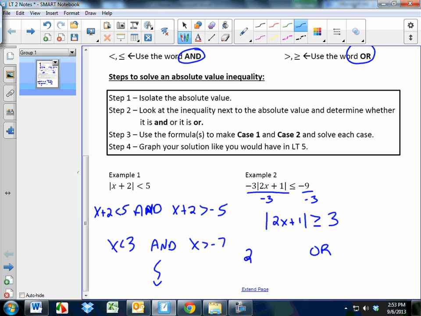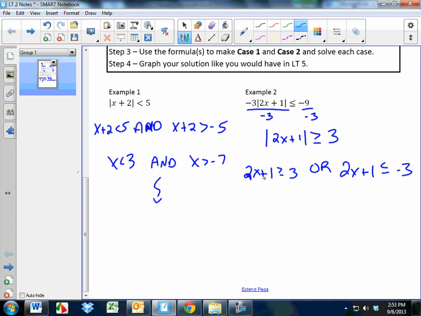So I'll write those two down that we just said. 2x plus 1 is greater than or equal to 3, or 2x plus 1 is less than or equal to negative 3. The rest of this is Learning Target 1, but I'll at least subtract the 1. 2x is greater than or equal to 2. Divide by 2. Or subtract 1 over here. You get 2x is less than or equal to negative 4. Divide by 2. x is less than or equal to negative 2. And then you'd need to graph that on a number line, and do union notation and set builder notation.